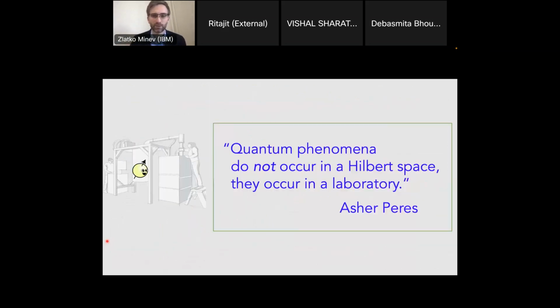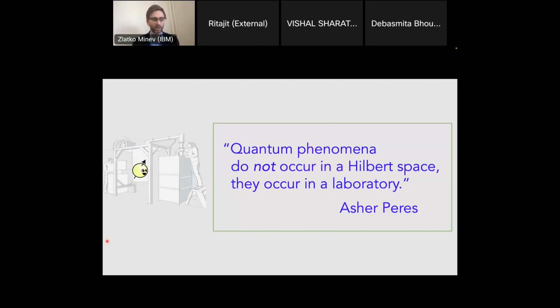Well, first, I'd like to remind you of this quote by the famous physicist Asher Peres that nothing in quantum mechanics occurs in Hilbert space. It all occurs in the laboratory. In other words, real experiments are inseparable from the imperfections and features of the laboratory and the underlying quantum devices, which are necessarily and unavoidably subject to imperfections and noise that cause errors that corrupt the calculation.